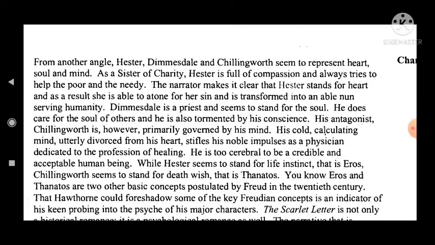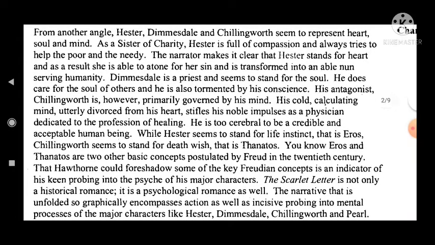The narrator makes it clear that Hester stands for heart, and as a result she is able to atone for her sin and is transformed into an able, non-serving humanity. Dimmesdale is a priest and seems to stand for the soul. He does care for the soul of others and he is also tormented by his conscience.